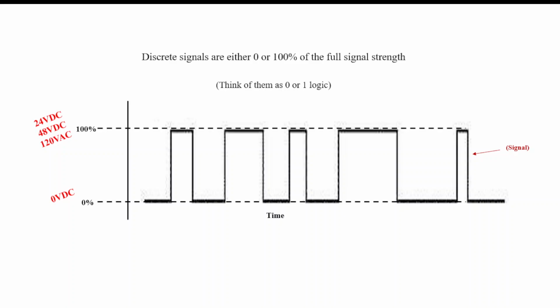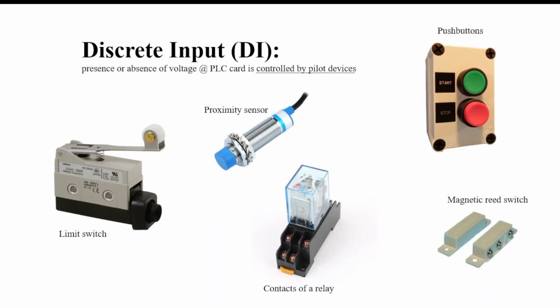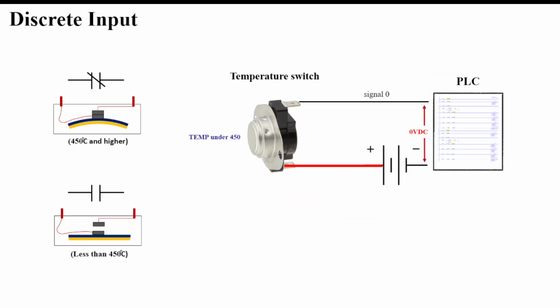Now there's a number of different devices that can offer us that type of input. For discrete input, DI, the presence or absence of voltage at the PLC card is controlled by the pilot devices themselves. So things like limit switches, proximity sensors, the contacts of a relay, magnetic reed switches, and push buttons would all be examples of discrete input devices for a PLC discrete input card.